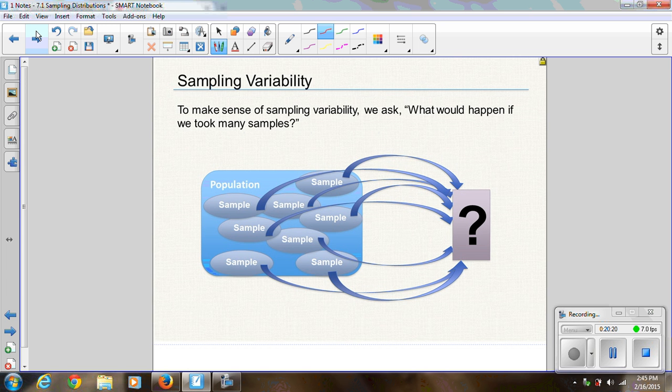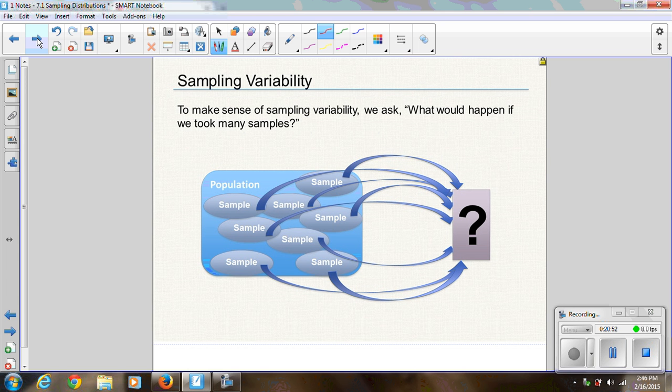To make sense of sampling variability, we ask, well, what would happen if we took many samples? And in reality, we don't have that luxury. You get one shot. We usually can only afford to do one experiment. We look at one group of people. We have one opportunity to collect a sample from the population because it's very expensive and time-consuming. So we want to make sure that we do it right. And so that's when we go back to Unit 2 and we think about all of the sampling techniques and good experimental designs.